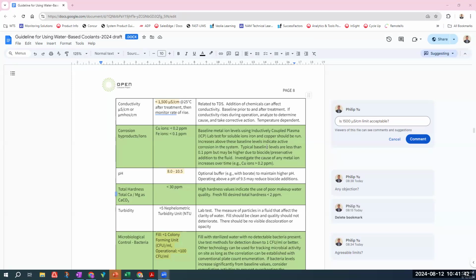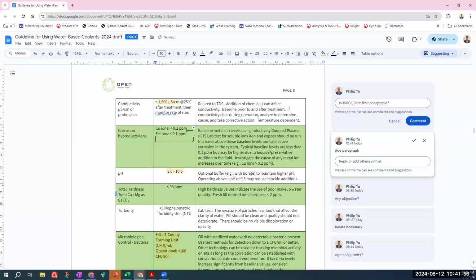It makes sense to add aluminum in there if people are using aluminum cold plates. Okay. So what would you want the limit to be? I don't know, but it just came to my mind that I run into aluminum cold plates, and I'm like, ooh, should probably watch that too.